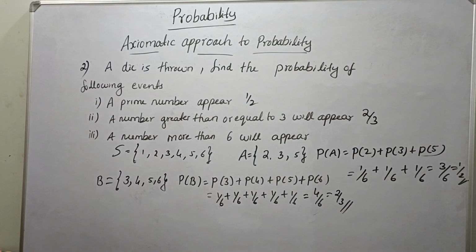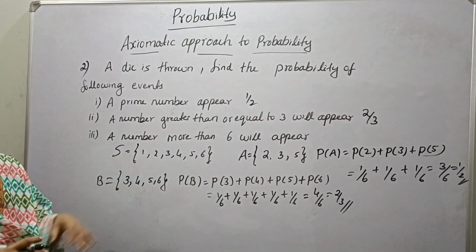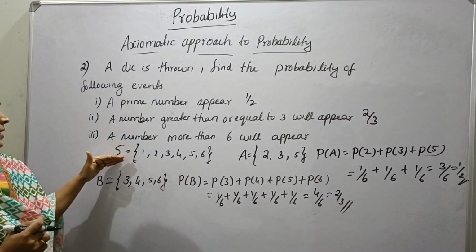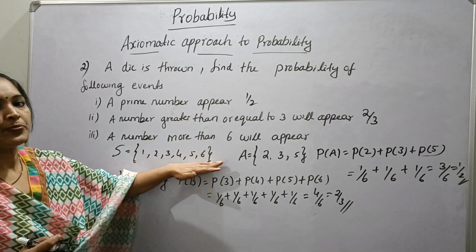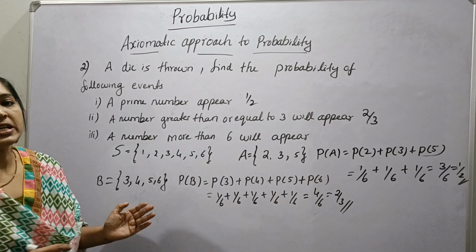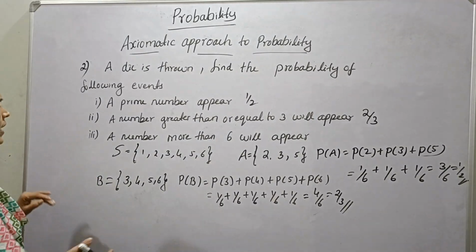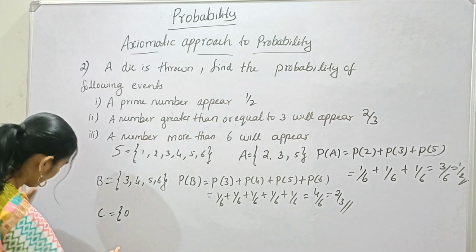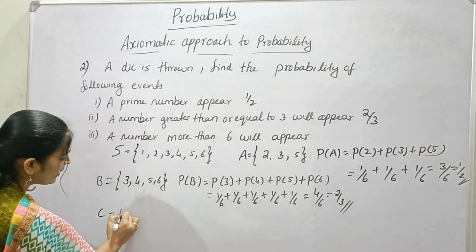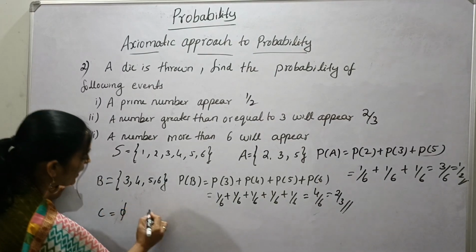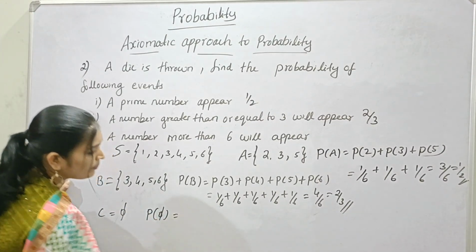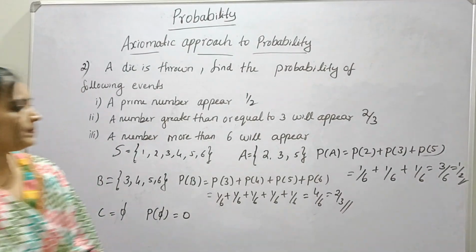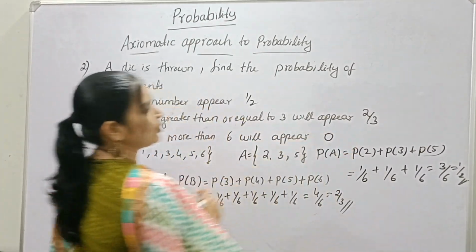Next is a number more than 6 will appear. There is no number more than 6 when a die is thrown, since the sample space goes only up to 6. That means this event is an empty set, with no element in it. Let this event be C. So what is the probability of the empty set? The probability of an empty set is 0.